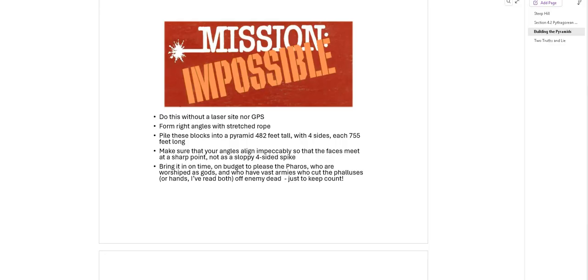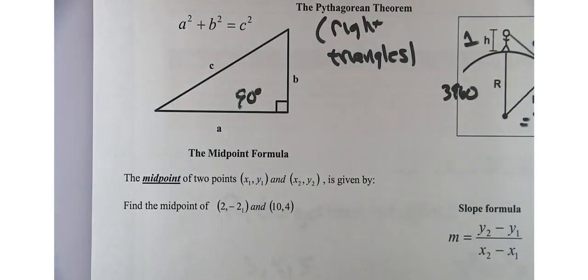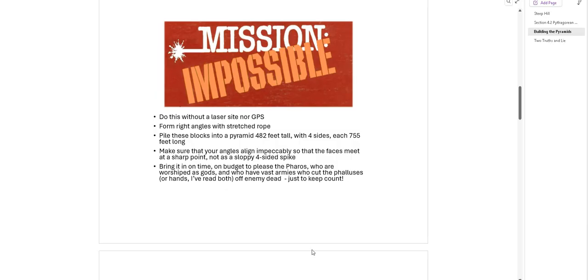So, wow, that's a lot here. And they did this, and they built this structure that at its peak was 482 feet tall. It's lost some height over the millennia since it was built, but wow, it's just amazing. And they got their right angles by literally stretching a rope and knotting it. It's kind of like a tape measure.